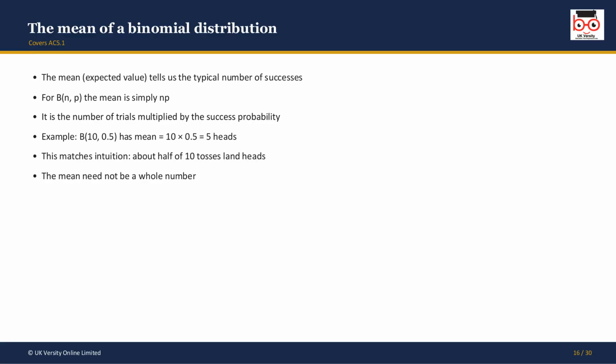The mean of a binomial tells us the typical number of successes we'd expect. For B(n, p), it's beautifully simple. The mean is np, the number of trials times the probability of success. So B(10, 0.5) has a mean of 10 times 0.5, which is 5 heads, exactly matching the intuition that about half of 10 tosses land heads. And note, the mean needn't be a whole number.